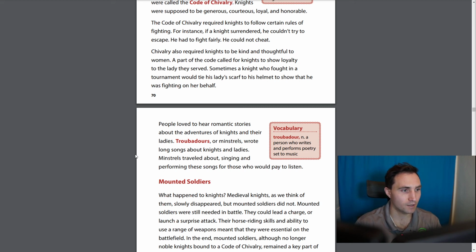It's pretty awesome. People loved to hear romantic stories about the adventures of knights and their ladies. Troubadours, or minstrels, wrote long songs about knights and ladies. A troubadour is a person who writes and performs poetry set to music. Minstrels traveled about singing and performing these songs for those who would love to listen.